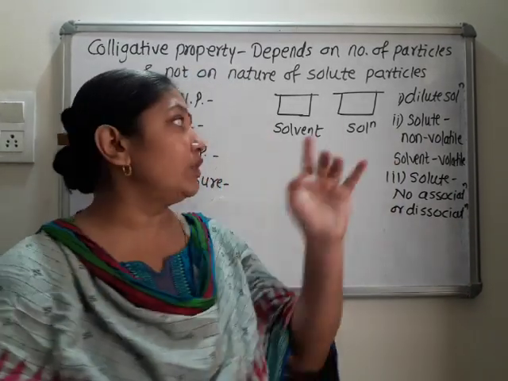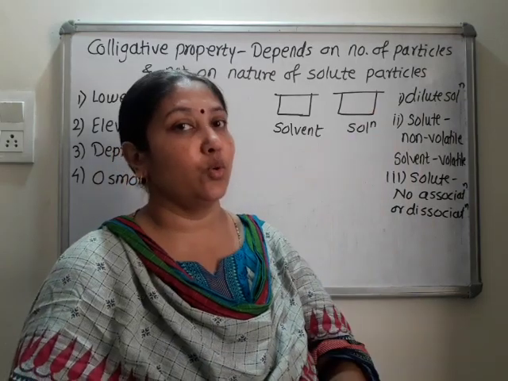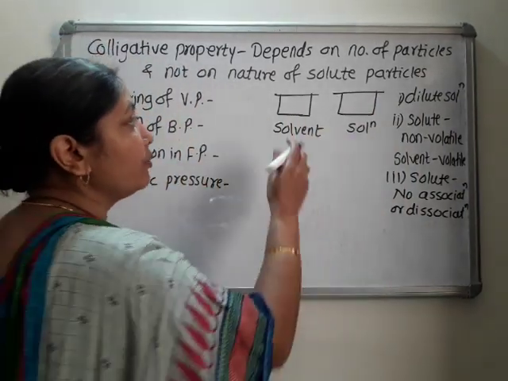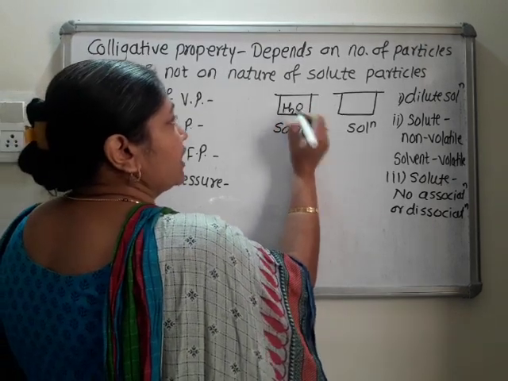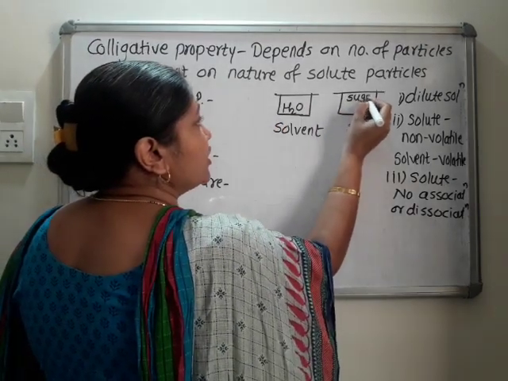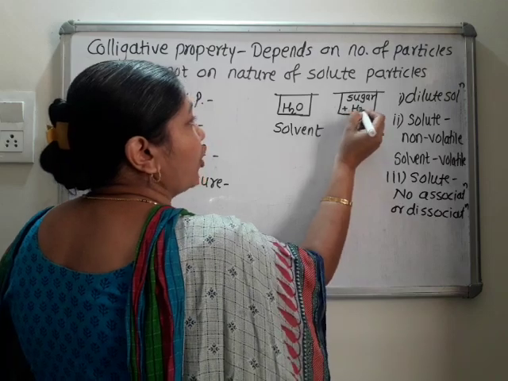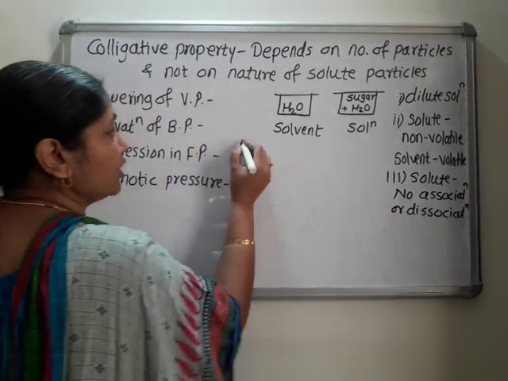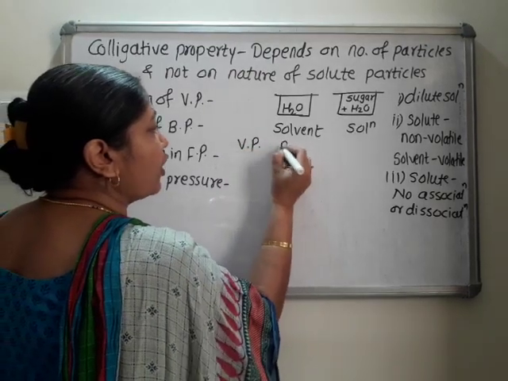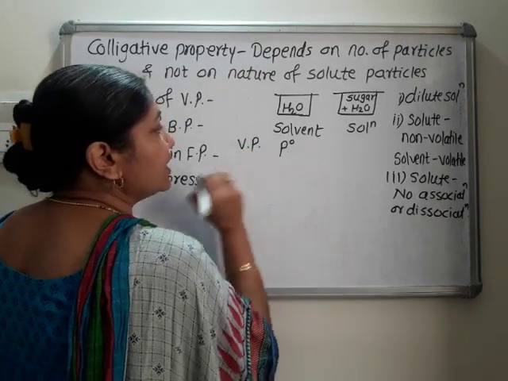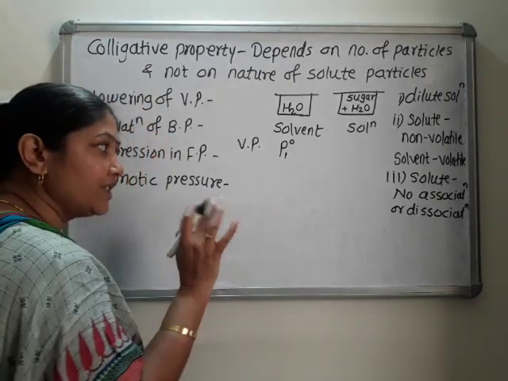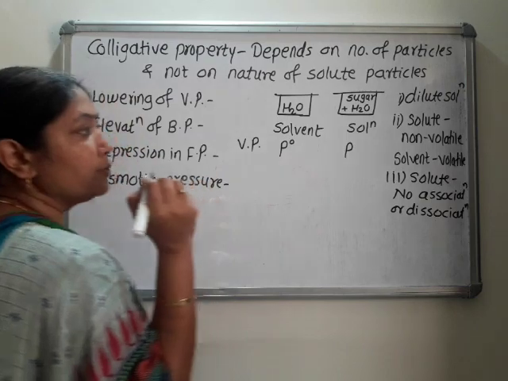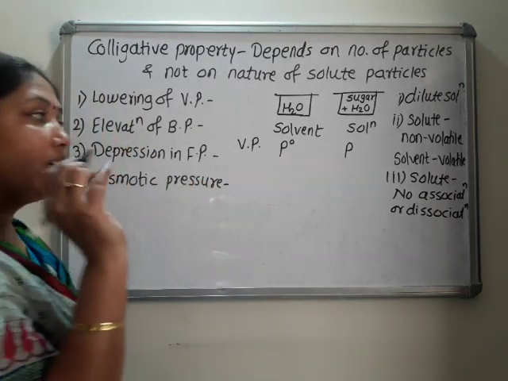One simple example we will consider is a sugar solution. Sugar is added in water. This is simply H2O and this is sugar plus water. Clear? Now let us check its vapor pressure. The vapor pressure of the solvent is denoted as P0, and the vapor pressure of the solution is denoted as P.